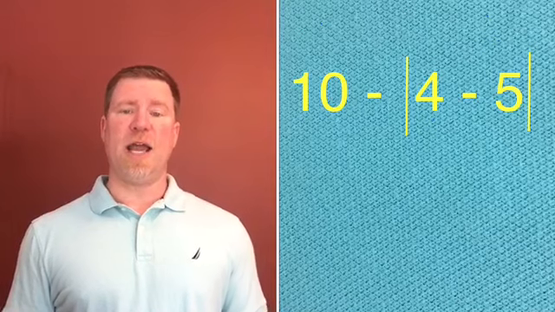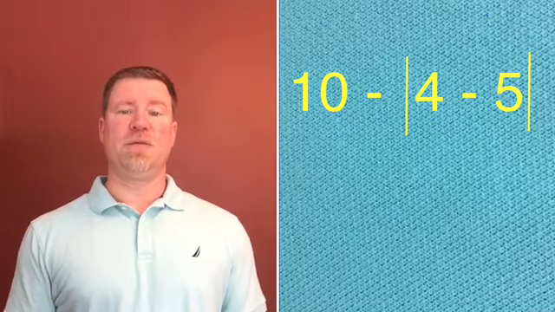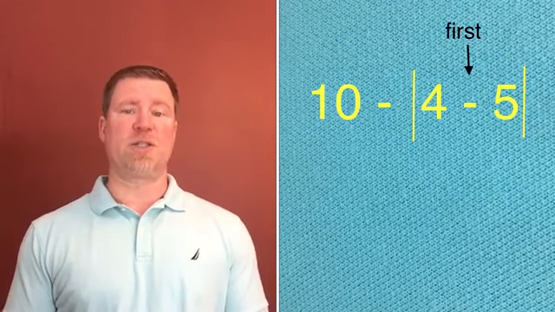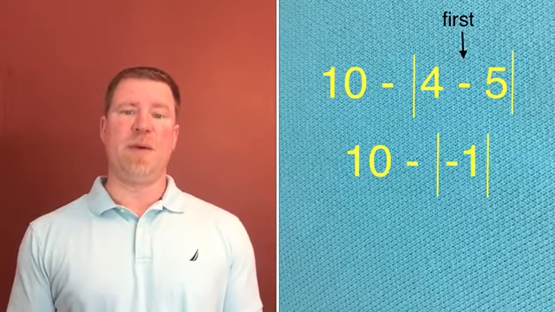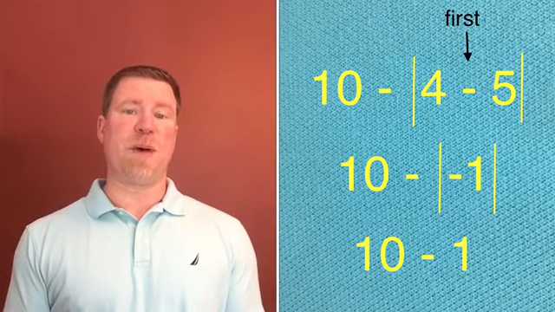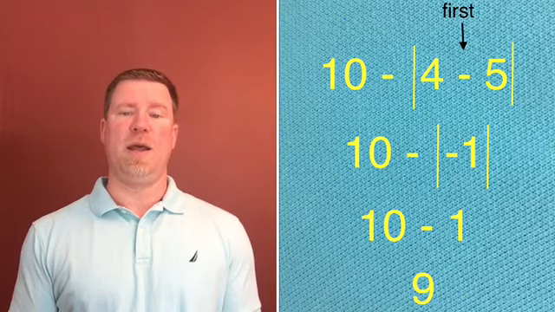In my last example under grouping, I have 10 minus the absolute value of 4 minus 5. We must find the absolute value first, since that is the grouping symbol. So we do 4 minus 5, we get negative 1. Then we take the absolute value of negative 1, which is positive 1. Then we can do 10 minus 1, and our solution is 9.